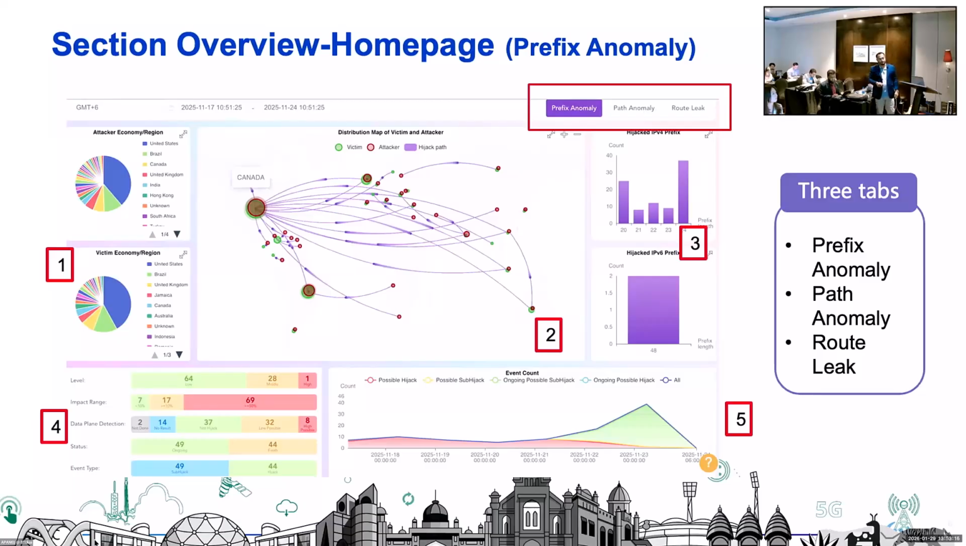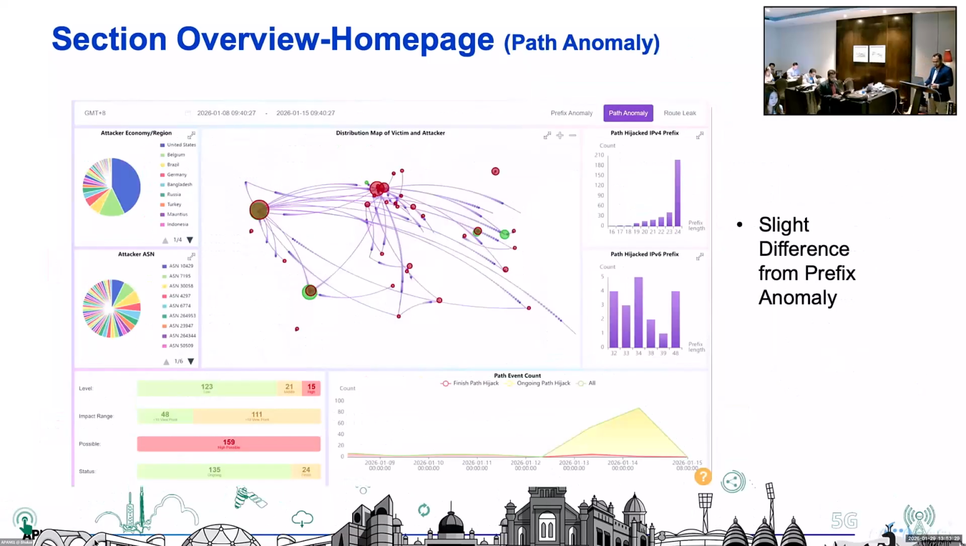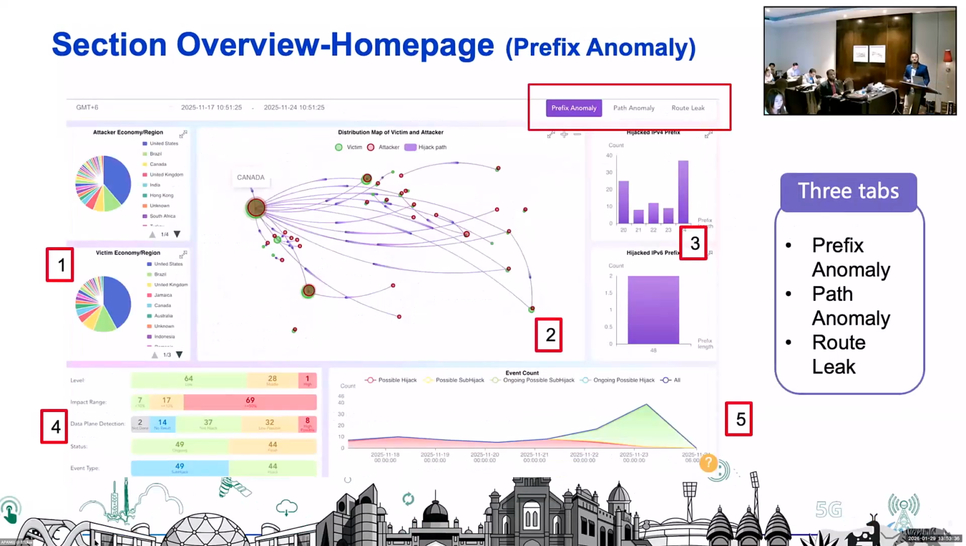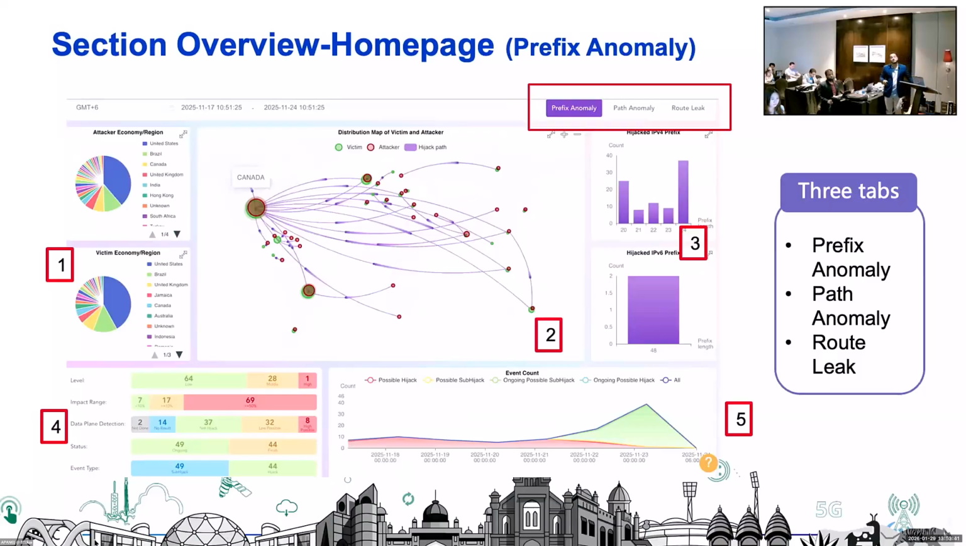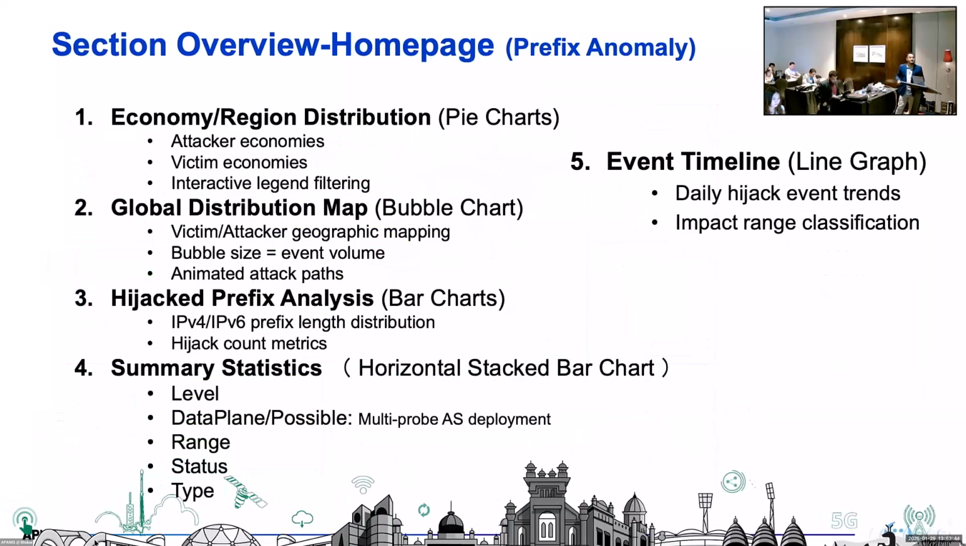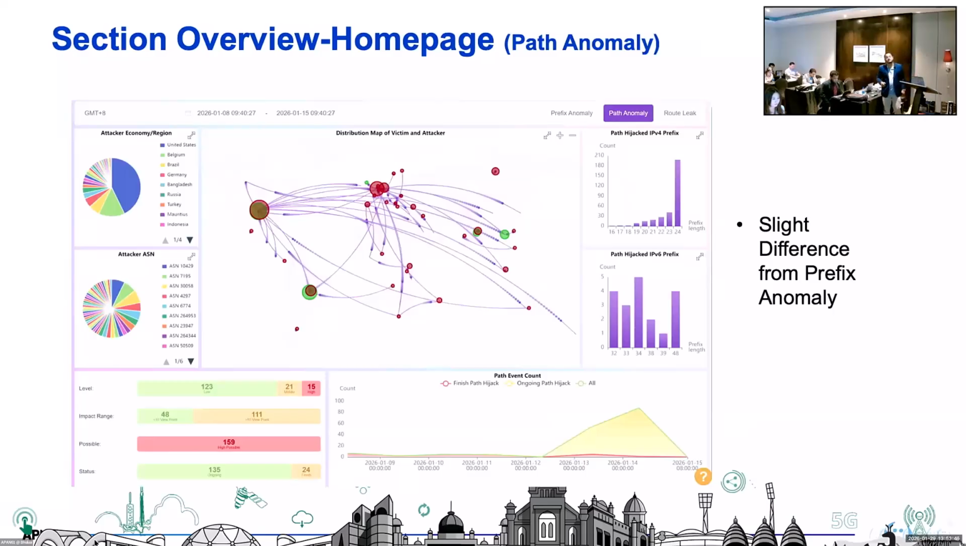So here is the harm impact level, and other related information for this hijack. The first one was for, in this slide, this slide is for prefix anomaly homepage, and this slide is actually for path anomaly homepage. You see that path anomaly homepage.